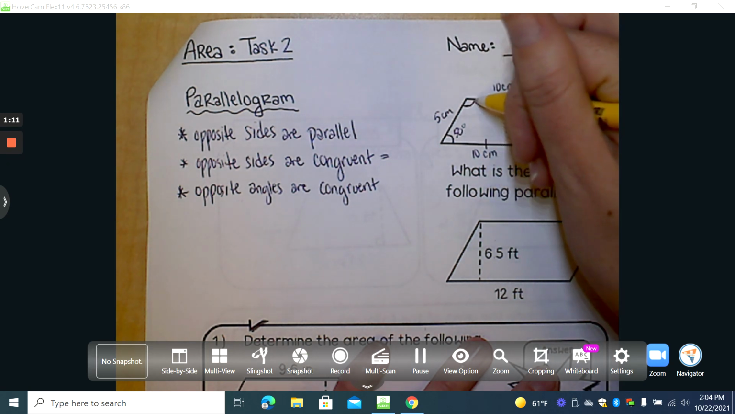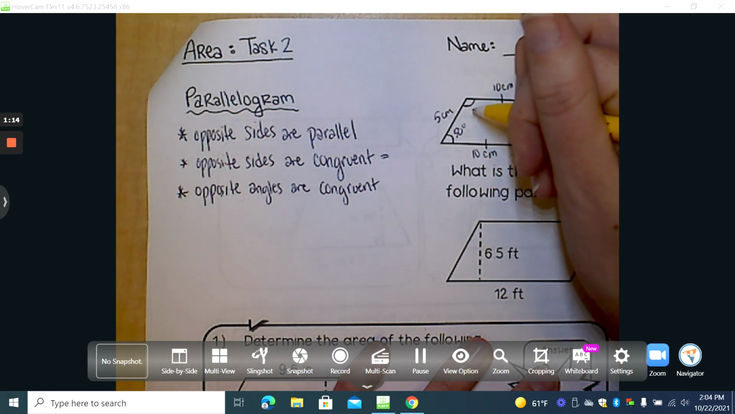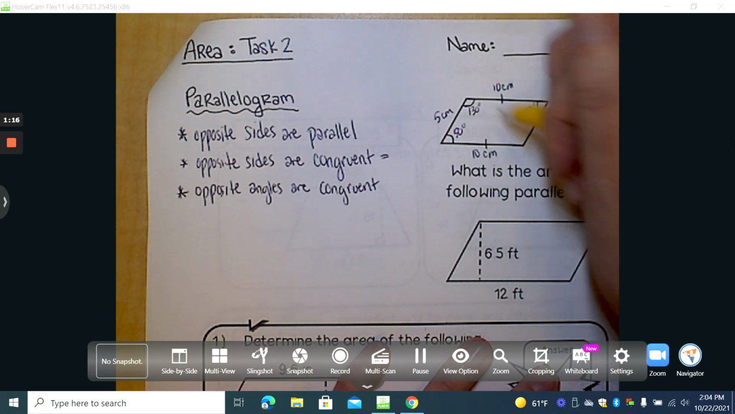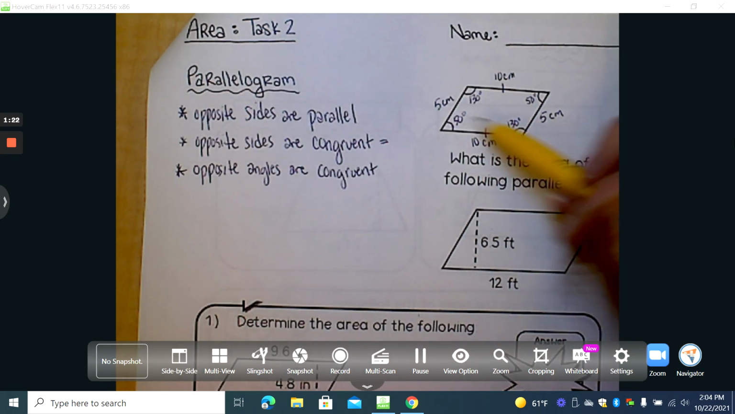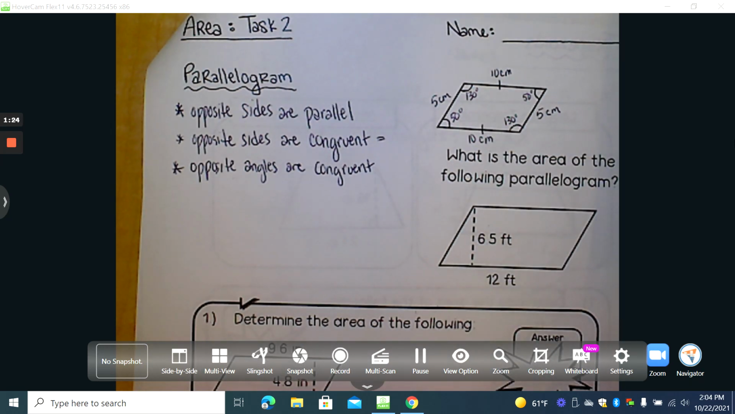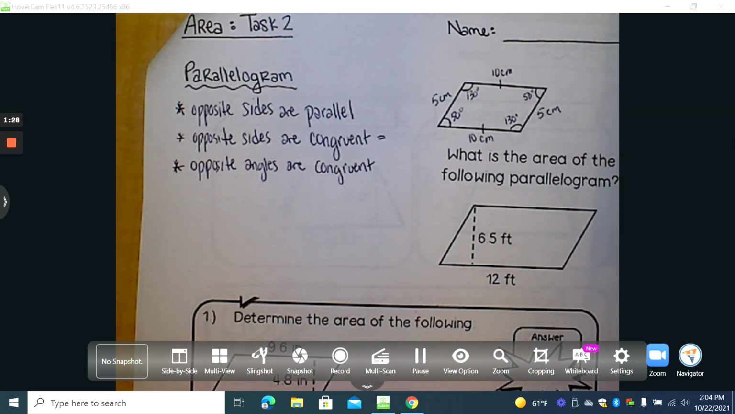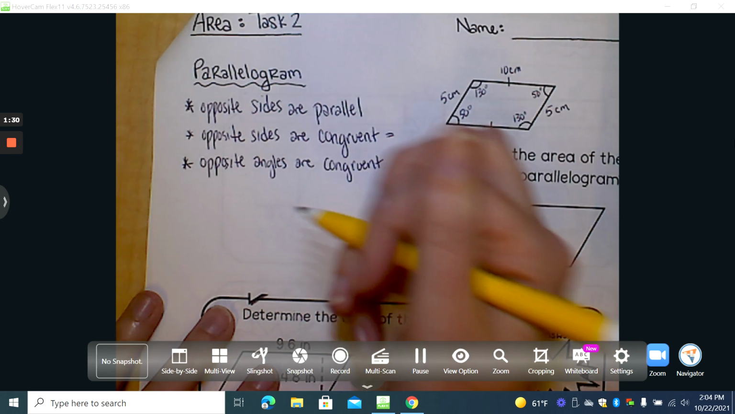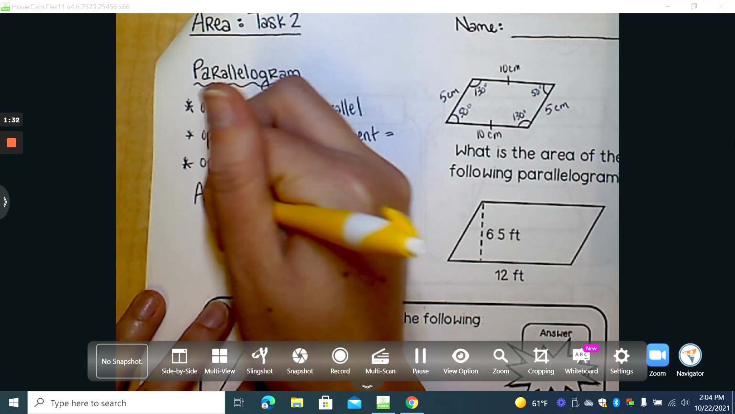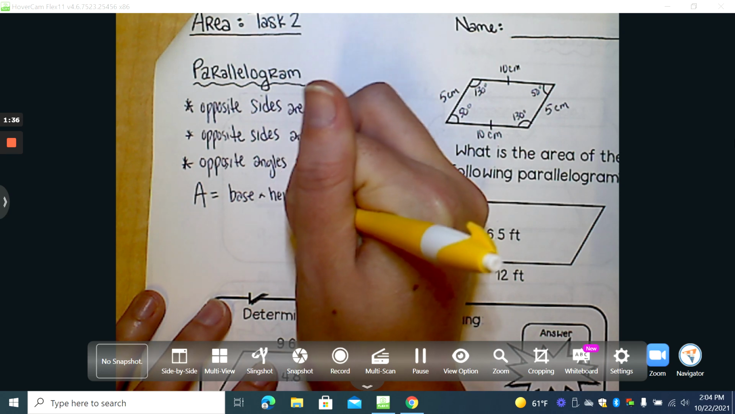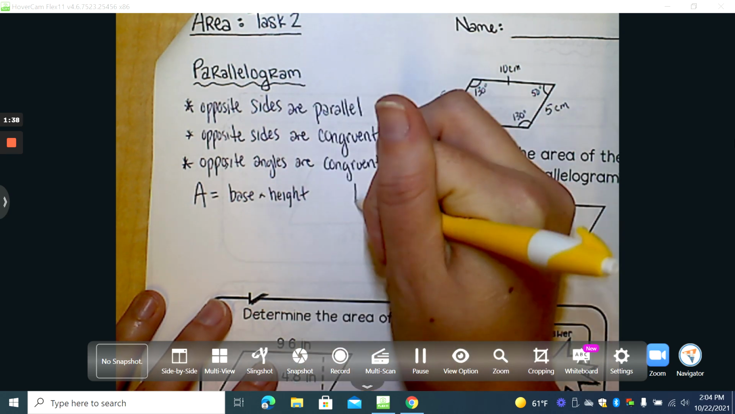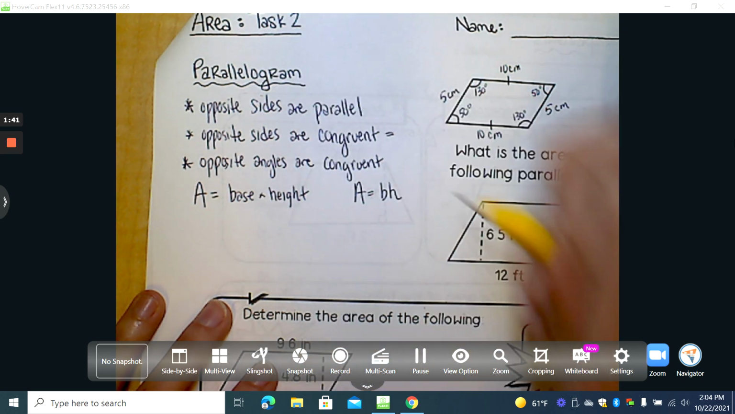If this angle is 130 degrees, this angle is also 130 degrees. So all their opposites are equal to each other. They don't have to all be exactly equal, but the opposites are equal. The other thing is that the area is your base times your height. Often we write that as area equals BH.